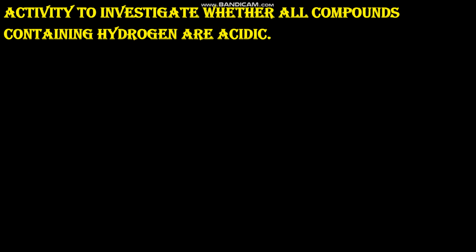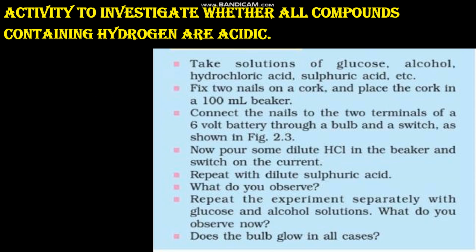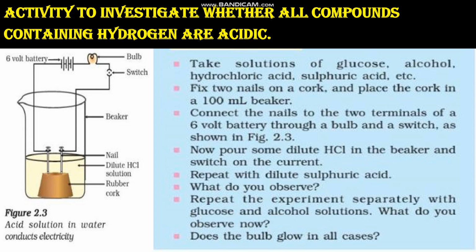Now let us see an activity to investigate whether all compounds containing hydrogen are acidic. We have seen now that all the acids have hydrogen. Now we are going to see whether all the compounds which contain hydrogen are acidic or not. So here is an activity. Take solutions of glucose, alcohol, hydrochloric acid, sulfuric acid, etc. All these contain hydrogen.